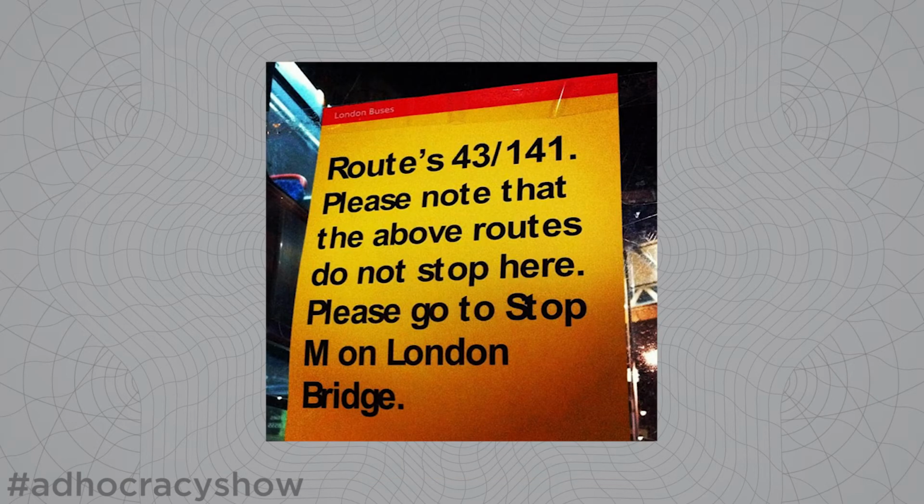This one's just horrible. This is a great example of what bad kerning looks like. There's weird little places touching. There's too much space. Please go to stop M on London Bridge. Well, it is European. It is European.